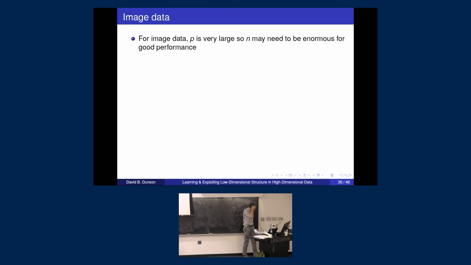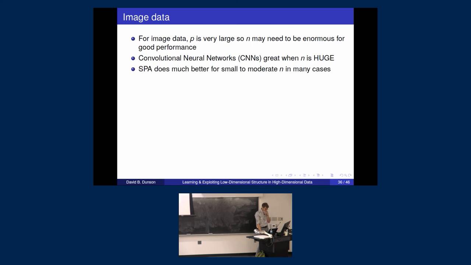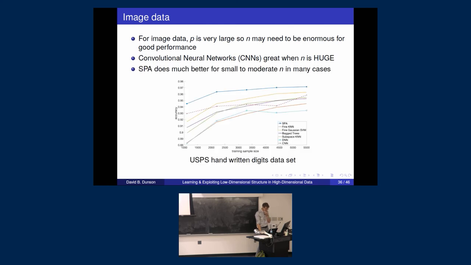We also looked at some imaging data. So for image data, P is going to be pretty large, so N might be enormous for good performance for a lot of classifiers. For image data particularly, I think that deep neural networks have been really, really popular, in particular convolutional neural networks. But most of the examples they have are just huge training sample sizes, like just really enormous. And so we'd like to have something that works well for much smaller training sample sizes. And SPA seems to in the couple of cases we've looked at.